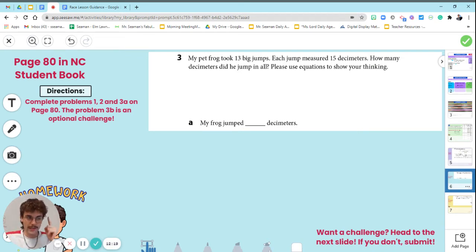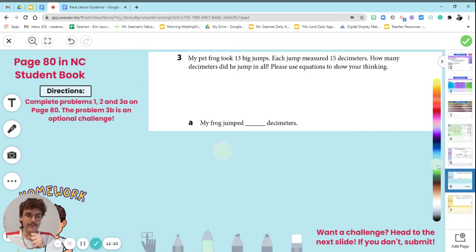Okay, so here's the thing that I like to think about first. With math, it's always super important to look at the vocabulary of the problem. So I'm going to take my highlighter here, and I'm going to highlight anything that seems important in the sentence. So my pet frog took 13 big jumps. Well, I know 13 is a number, so it must be pretty important. So I'm going to do 13 big jumps.